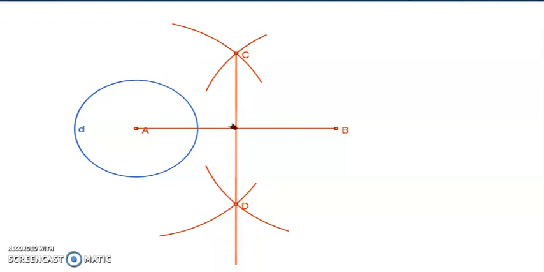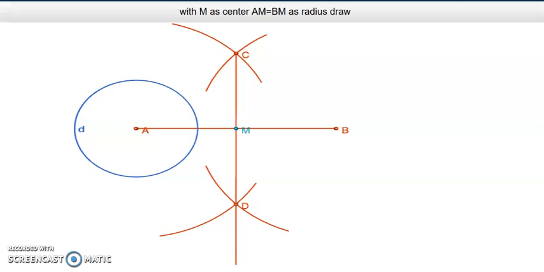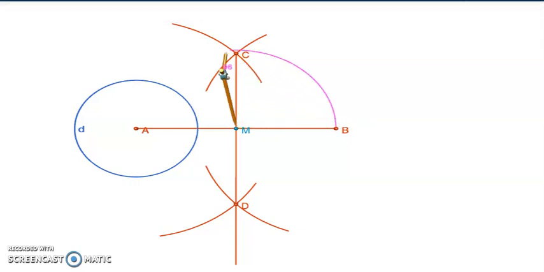Mark the point of intersection of these two, the line segment AB and its perpendicular bisector. Let it be M. Now with M as center and AM, which will be definitely equal to BM, as radius, we'll draw a circle. This circle passes through the points A and B.